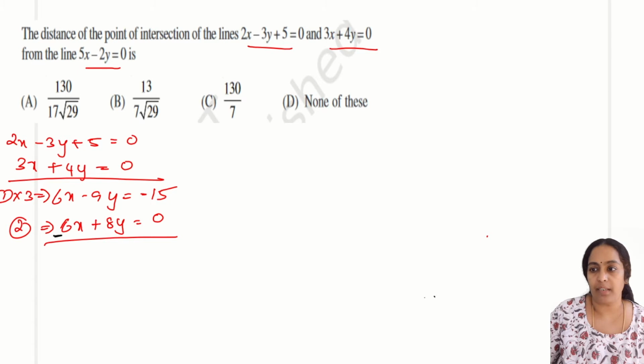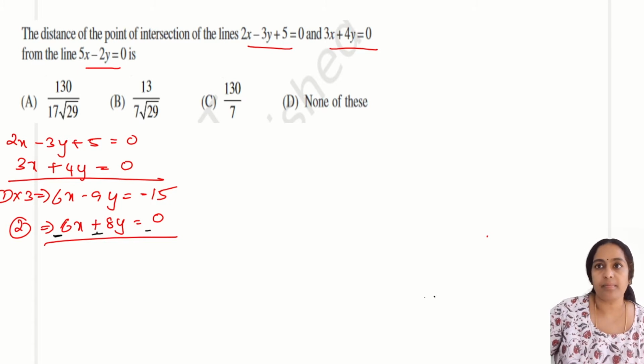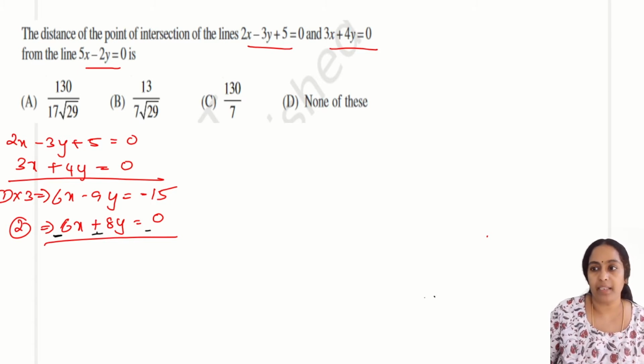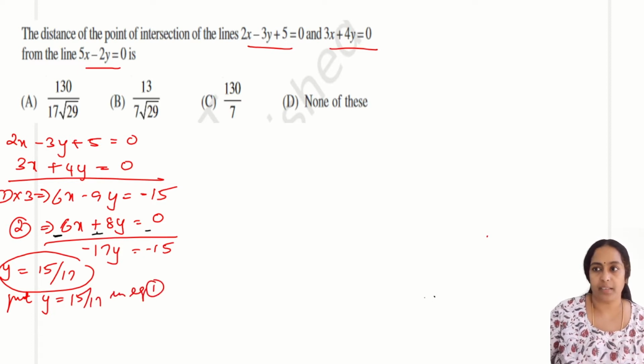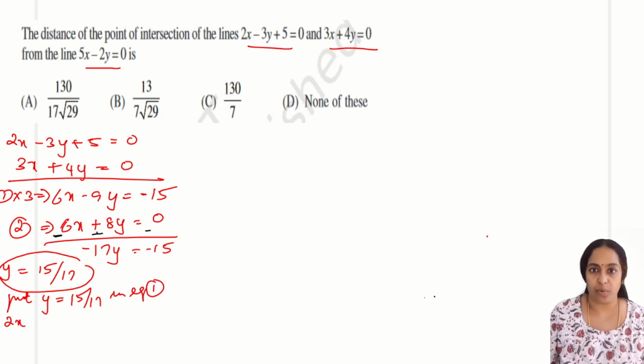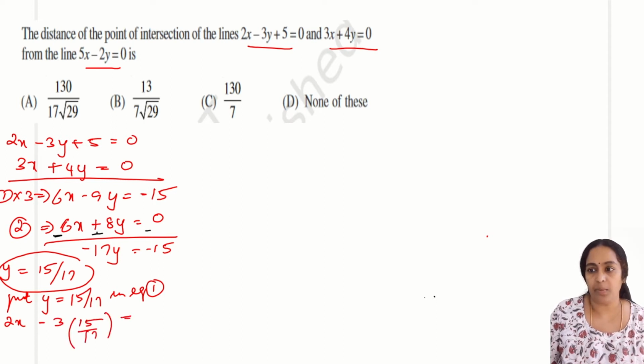So I'll have minus 17y equals minus 15. So the value of y is going to be 15 by 17. Put y equals 15 by 17 in any equation. In equation 1, what do I get? So I have 2x, I have to find the x coordinate now of that point. 2x minus 3 multiplied with 15 by 17 equals minus 5.